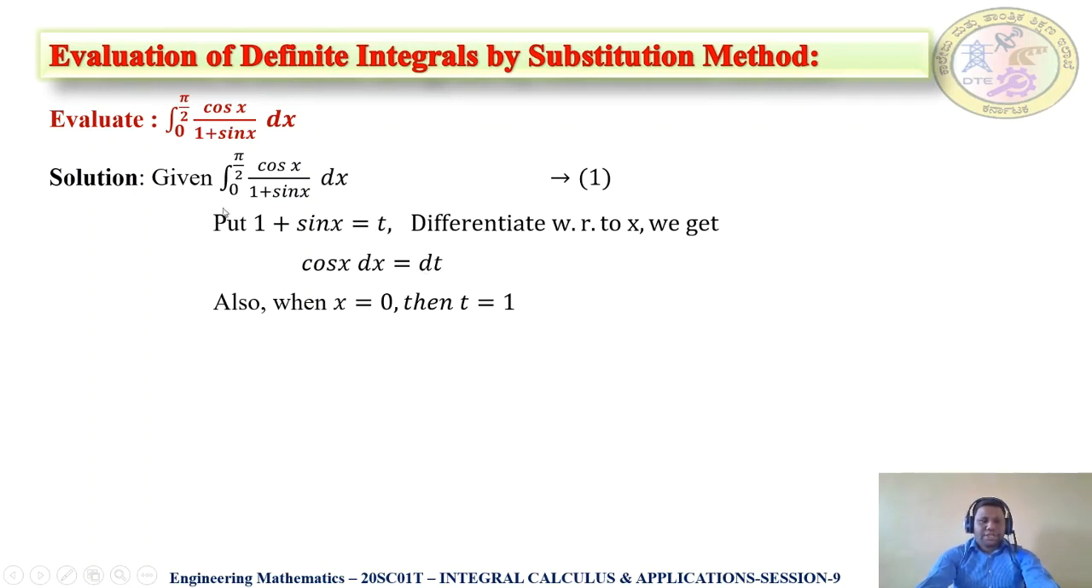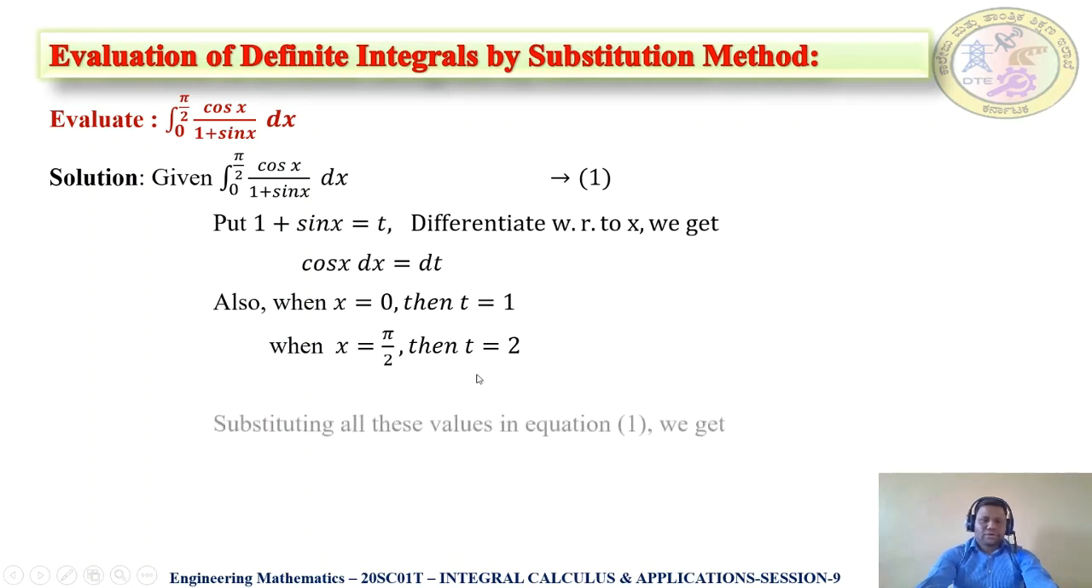Also we have to change the limits here. That means when x equal to 0, sin 0 is 0, we get t equal to 1. Also when x equal to pi by 2, sin pi by 2, that is sin 90 degree, sin 90 value is 1, so it becomes 1 plus 1, 2. Therefore, we get t is equal to 2. When x equal to 0, then t is equal to 1. When x equal to pi by 2, then t is equal to 2.